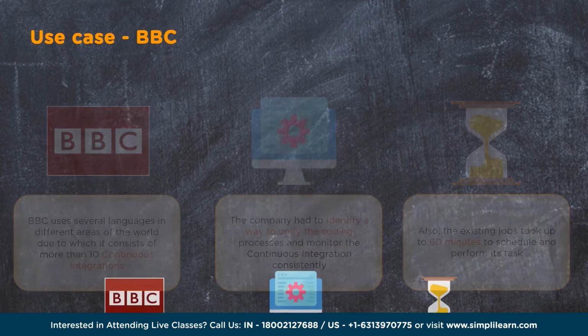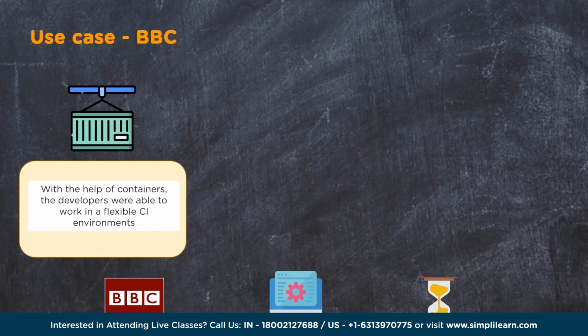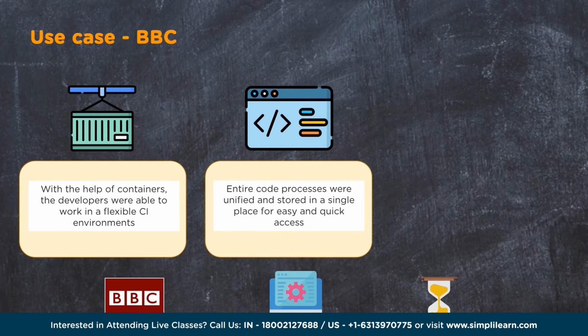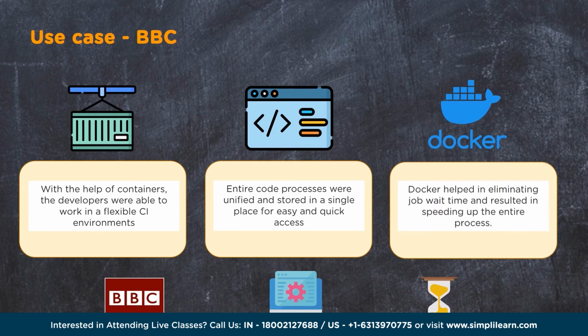Docker allowed BBC News to eliminate job wait times and run jobs in parallel. It also gave the users the ability to work in a more flexible CI environment where entire code processes were unified and stored in a single place. Docker succeeded in speeding up the whole continuous integration process.